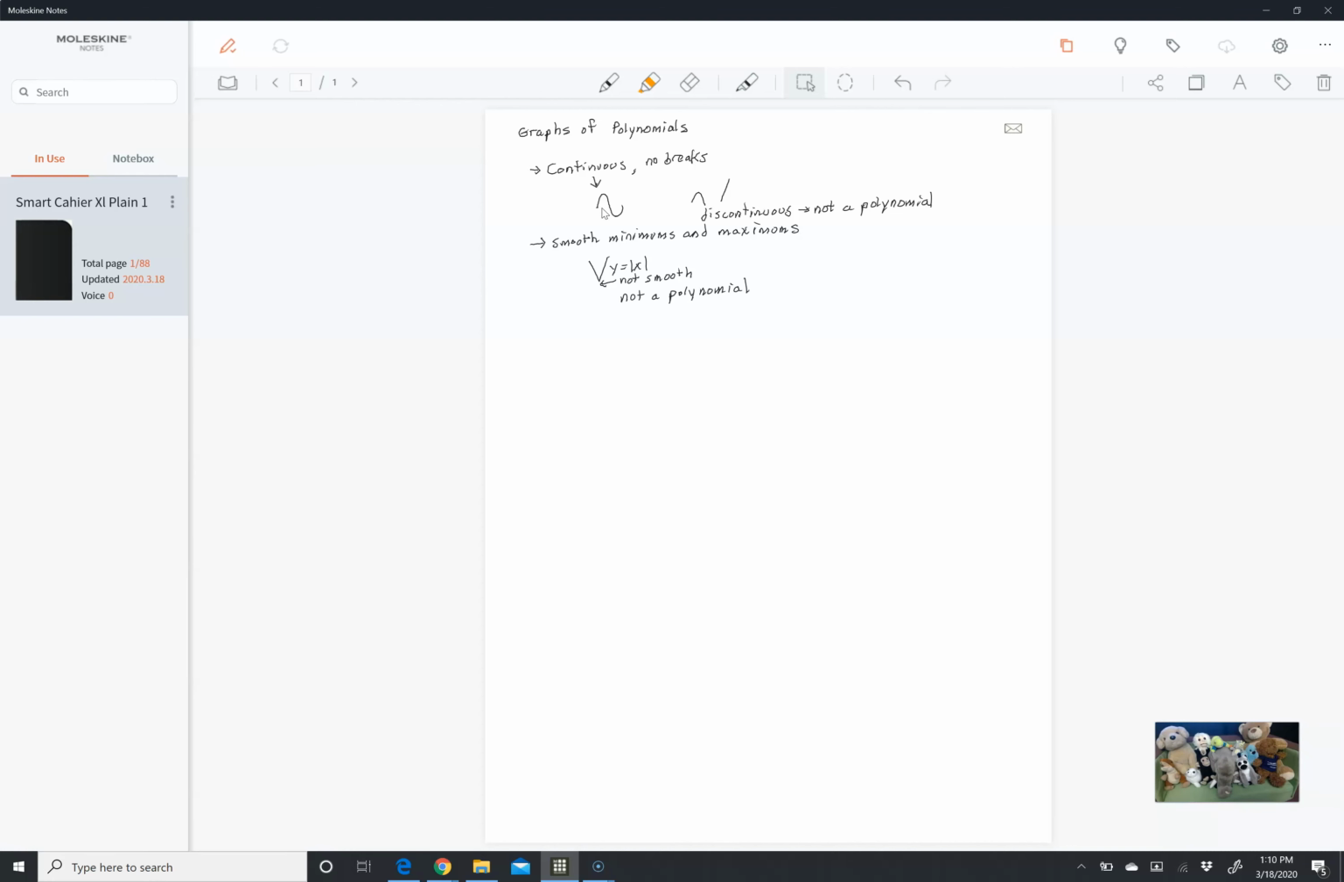Okay, all polynomials are going to be in the form of x to the nth. So we already know how we define polynomials. So x to the nth, sometimes it's called a power function, because we are raising x to a power.